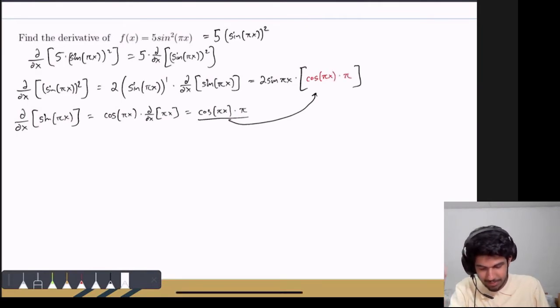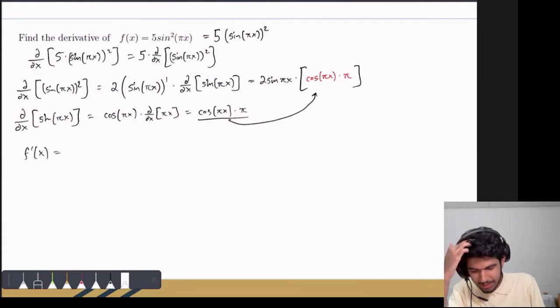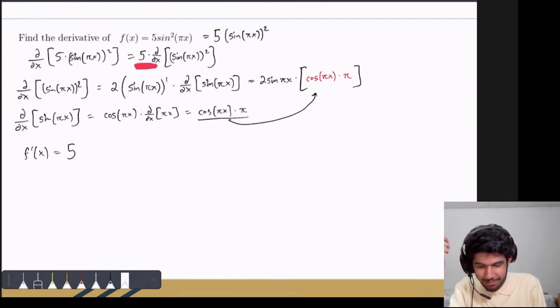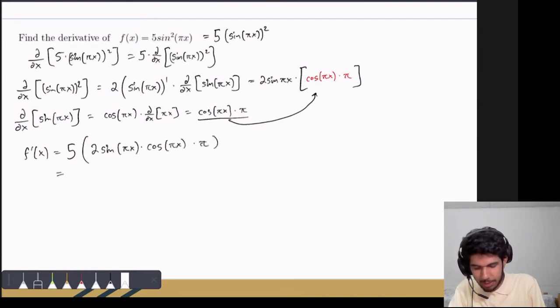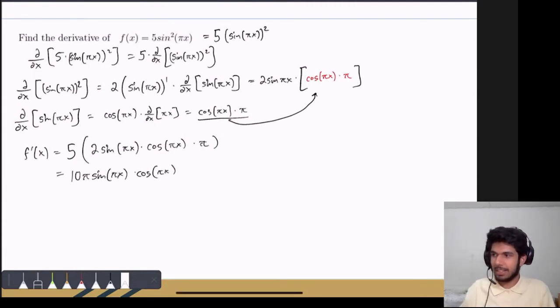And then that tells us that our answer is f prime of x equals 5. Don't forget this 5 up here that we factored out. We still need that. 5 times 2 sine of pi x times cosine of pi x times pi. And that we can just simplify: 10 pi sine pi x times cosine of pi x. That's our answer. So yeah, that one's a fun one. It's the first time I think we really threw pi into something and we did a lot of pi work.